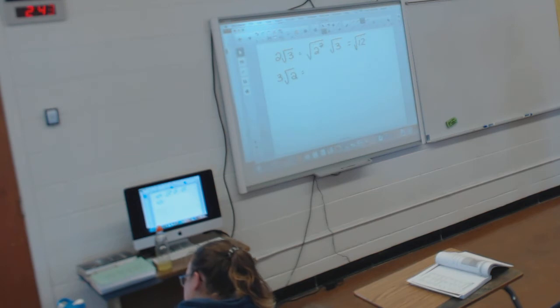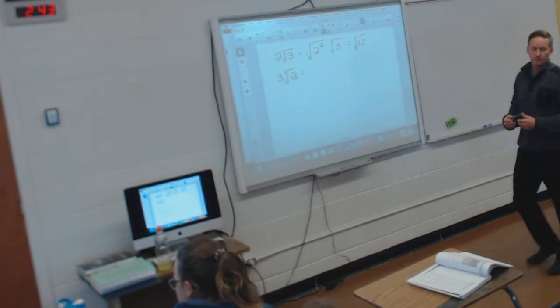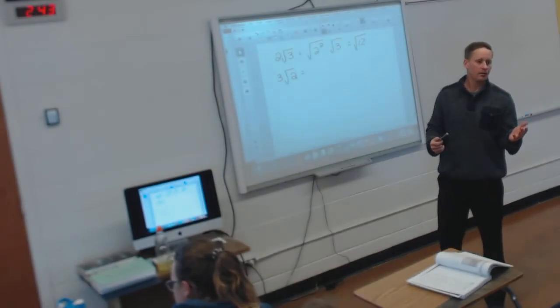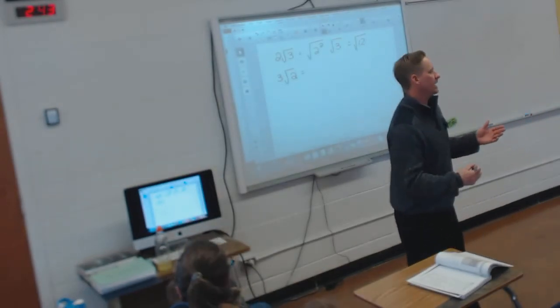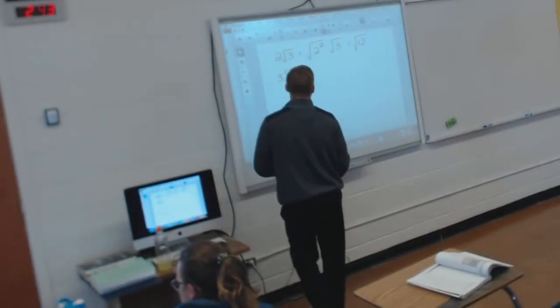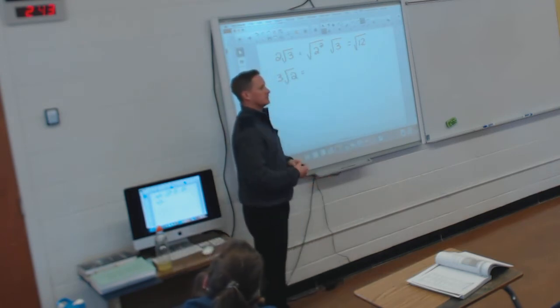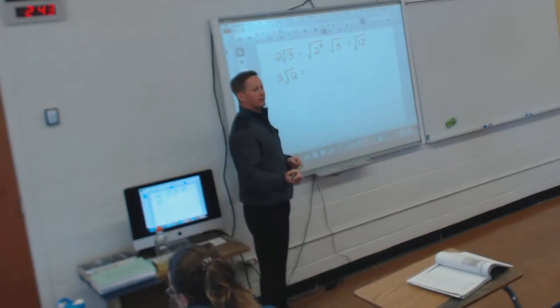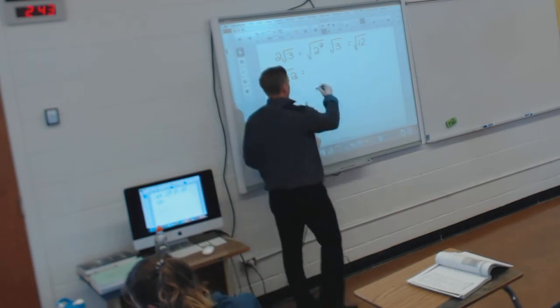Close. What are you missing? Square root of 18. That's important, right? So how did we get that so fast? What did you do to the 3? Squared it and square rooted it, right? So that's like this.